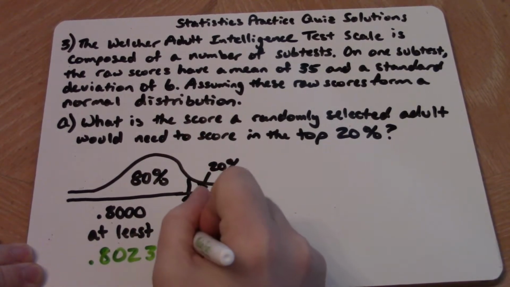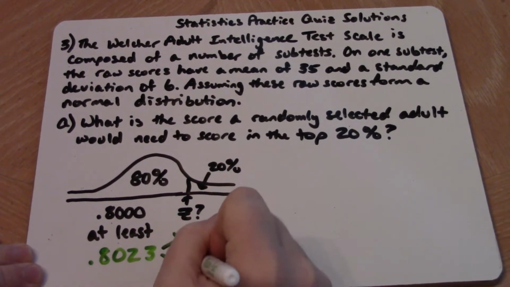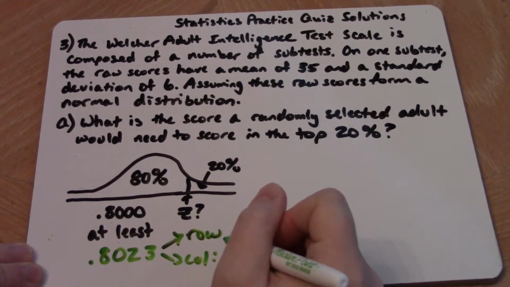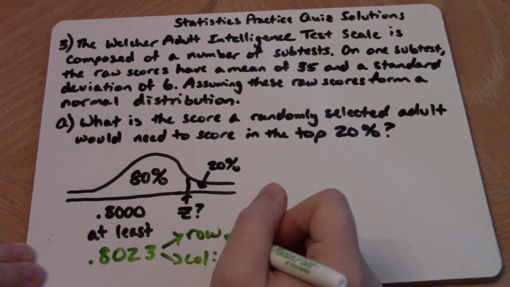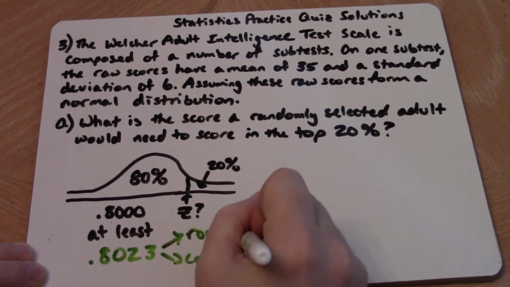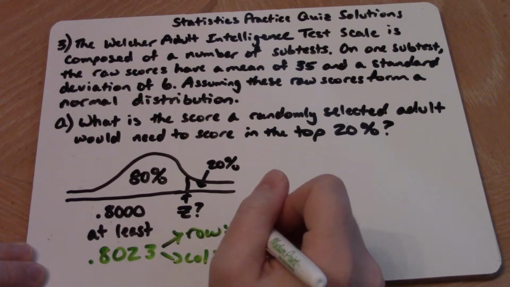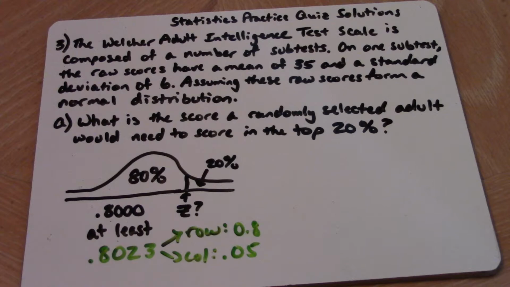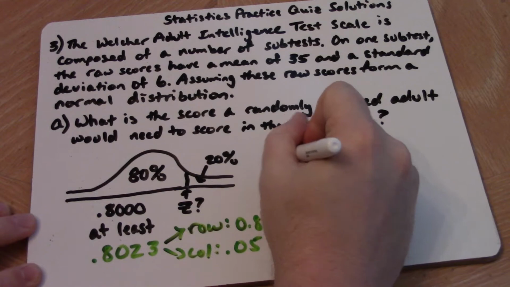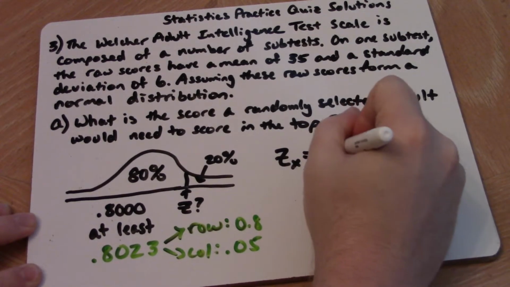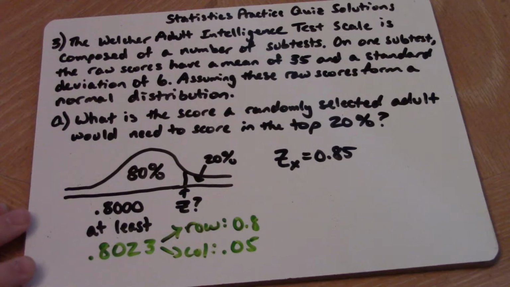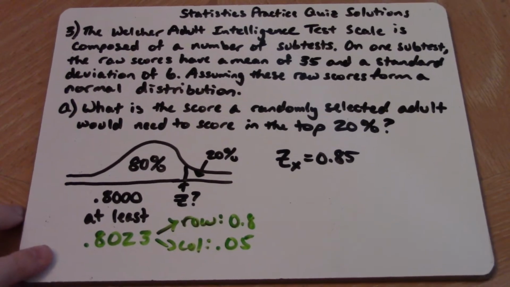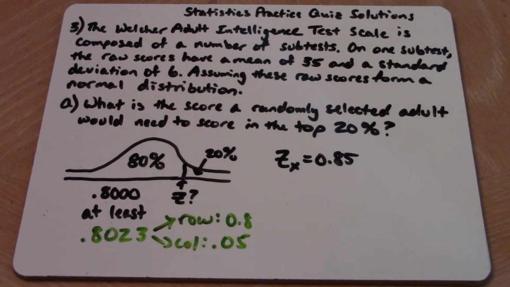which is located in row, oh, I just lost it, here we go. It is located in row 0.8 and column 0.05, which means if we take those two values and we add them together, we get a z-score of 0.85. Now that doesn't really do us any good because the problem is not asking for a z-score, but we cannot do the problem without that z-score.